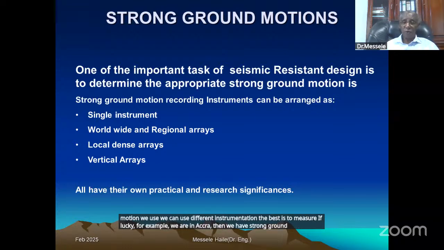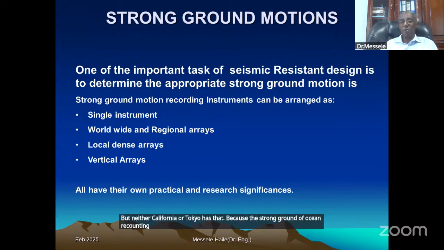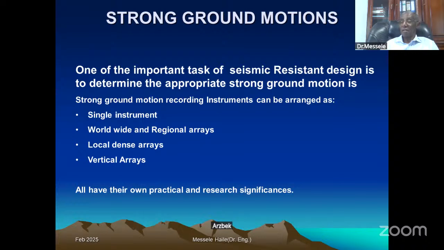We have done that for many years, and we know our ground motions statistically, then it is the best. But neither California nor Tokyo has that, because strong ground motion recording is recent. Even Japan did not record the 1923 earthquake, and America did not record the 1906 strong ground motion, because at that time their seismometers were already saturated.